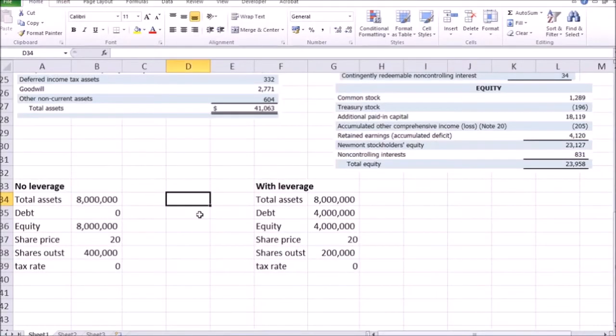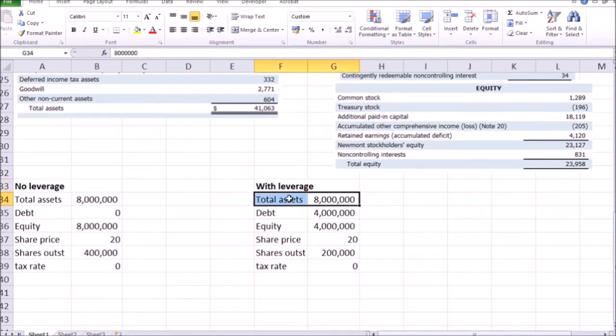So let's have a look at similar companies, one with no leverage, where the market value of total assets is, let's say, 8 million. Let's say it has no debt, all of the assets are actually funded by the company's equity. Share price is, let's say, $20, and let's say they have 400,000 shares outstanding, so same as the market value of all the assets. And let's say for simplicity, the tax rate is 0%. In the other corner, let's have another company with some debt, with some leverage.